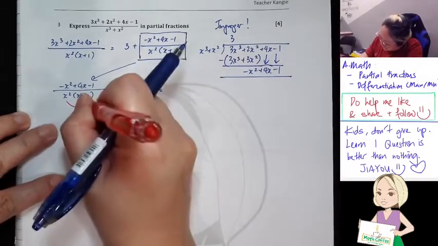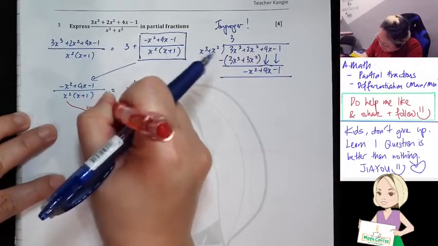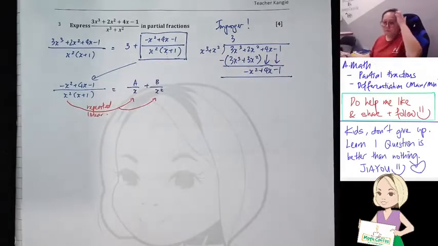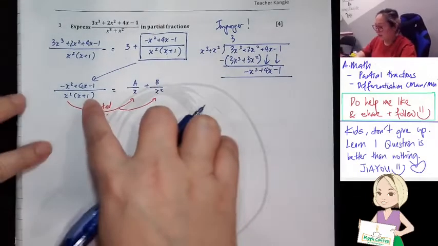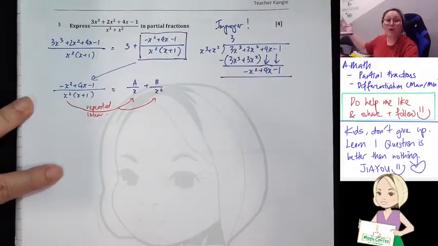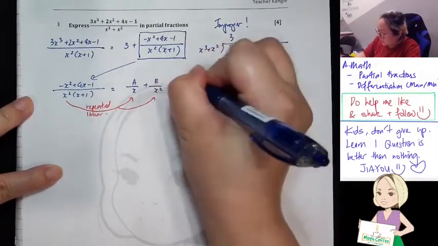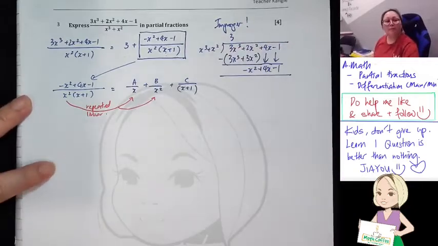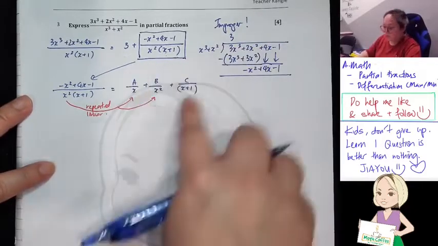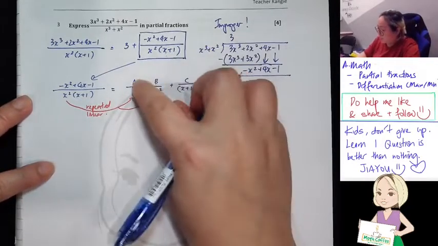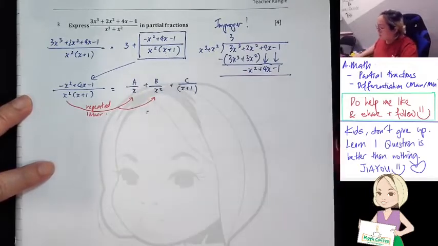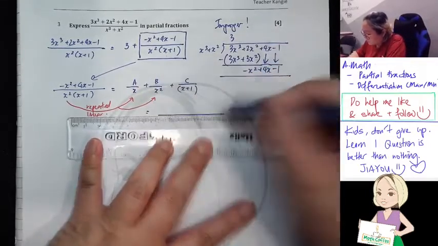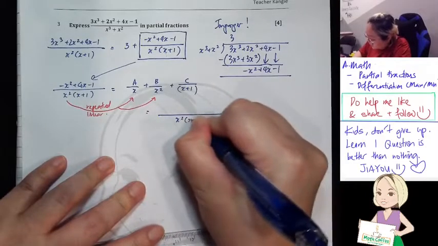This is repeated linear. Then the last one, the x plus 1, is actually case 1, which is the linear. So it will be plus c over x plus 1. Okay, let's combine into a single fraction. So my common denominator is x squared and x plus 1.